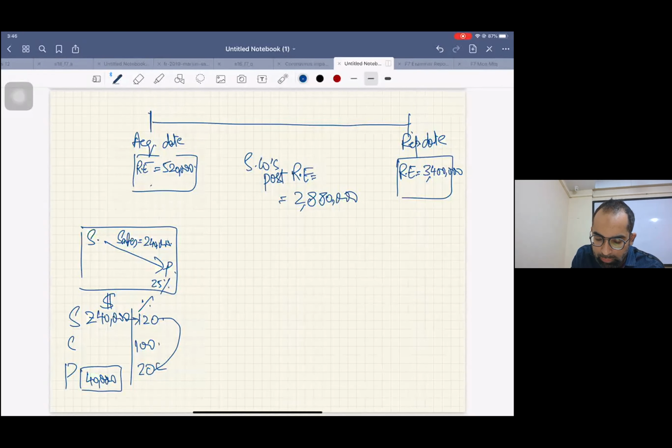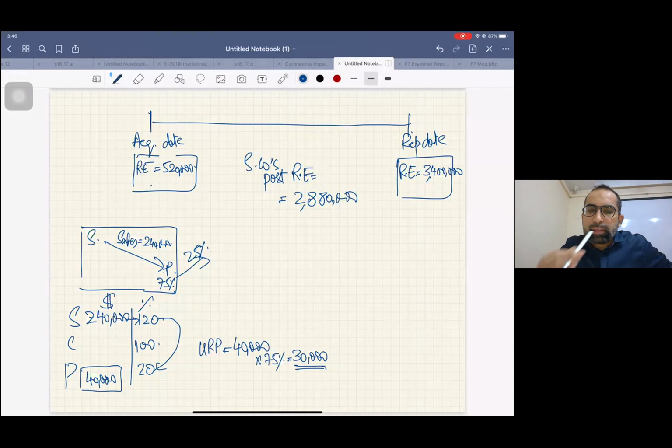Now at the year end, 25% of goods are sold. That means unsold goods are 75%, or 3/4 are unsold. So how are you going to calculate URP? URP is total profit 40,000 times 75%, which is equal to 30,000. This is your URP. You have done till URP. URP is 30,000.